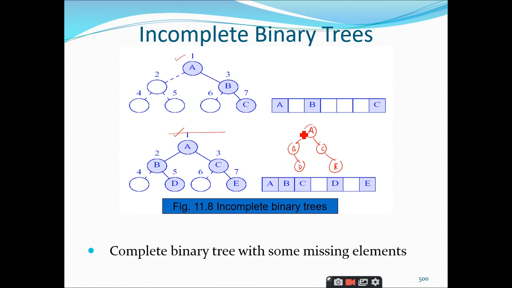In such a case, if you start giving the node numbers for this binary tree, A will be having 1 and B is having 2, C is having 3, and this is 5 and this is 7. So if you represent it using the array representation, A will be occupying the first index, similarly B, C will be occupying the 2, 3 indexes respectively, and the 4 and 6 locations are vacant, right?